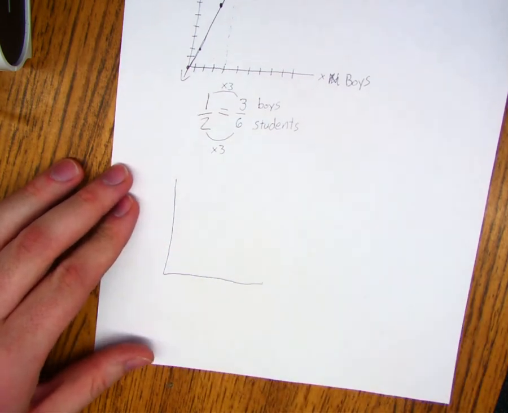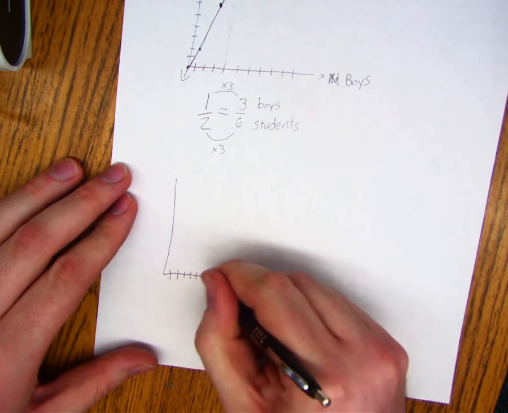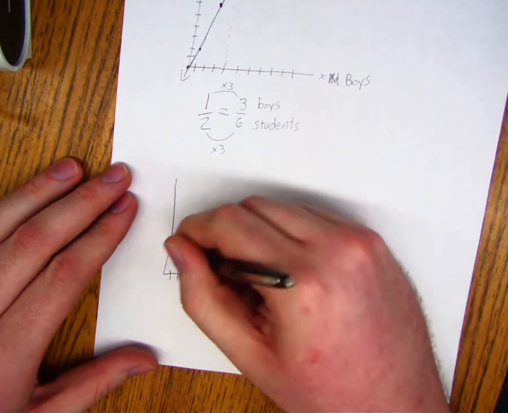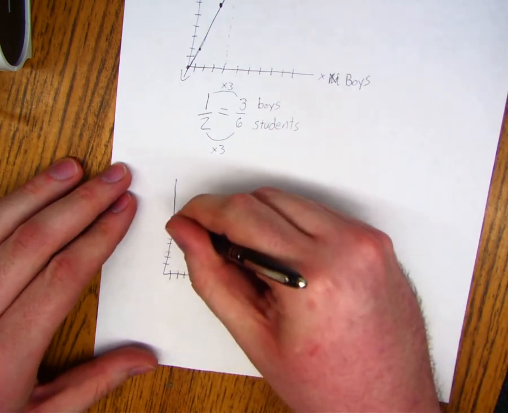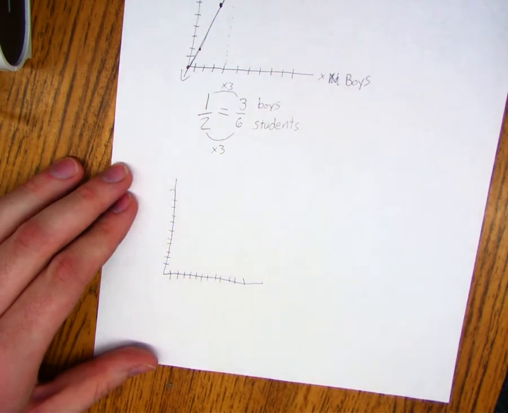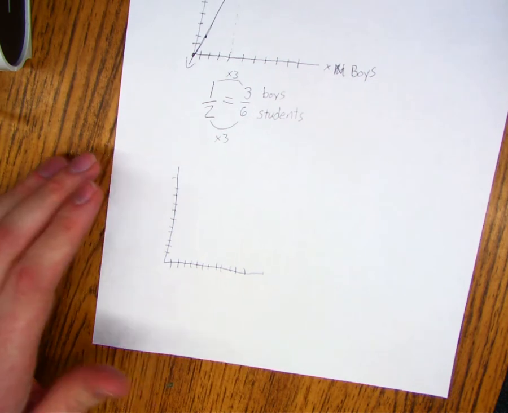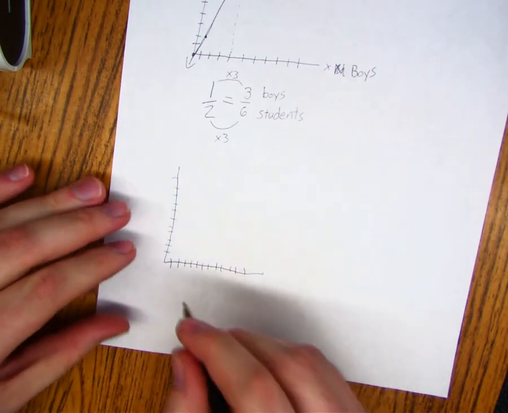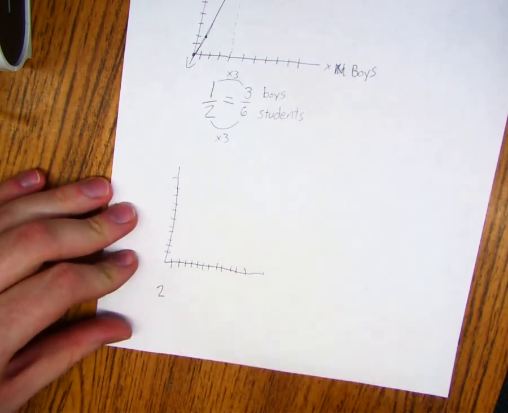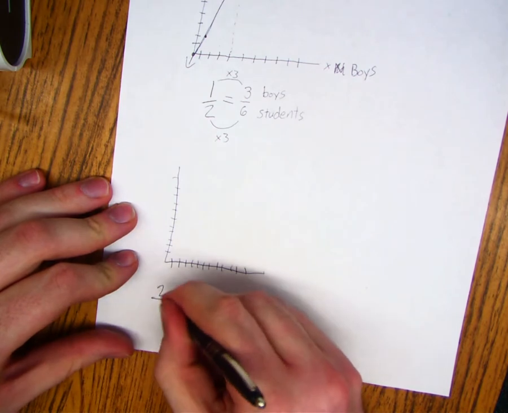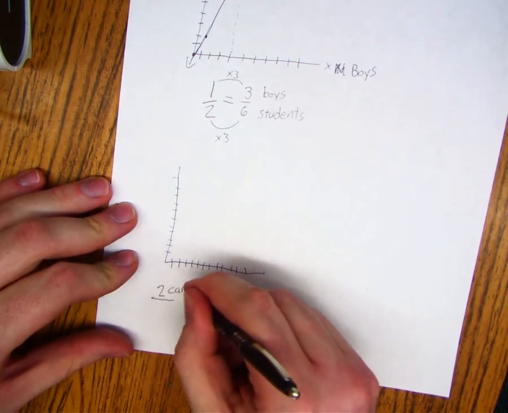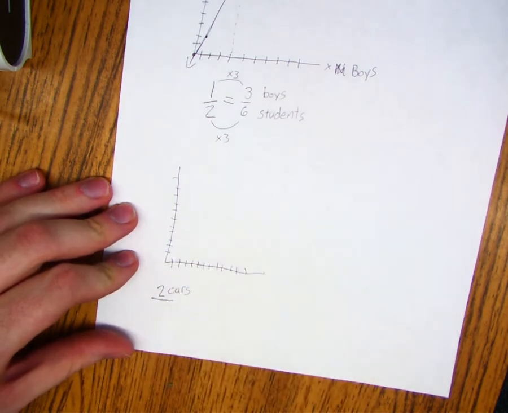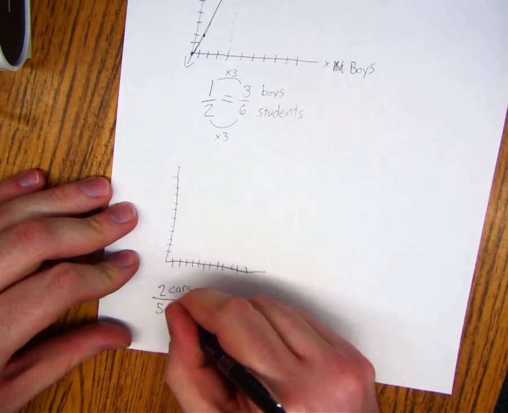Okay, so we'll draw ourselves a grid. Okay, put a couple of marks there. Okay, and let's say that we have a parking lot, and we have either cars or trucks parking in said lot. And we'll say that we have 2 cars, and then we'll say that we had 3 other trucks parking there, so 5 vehicles.